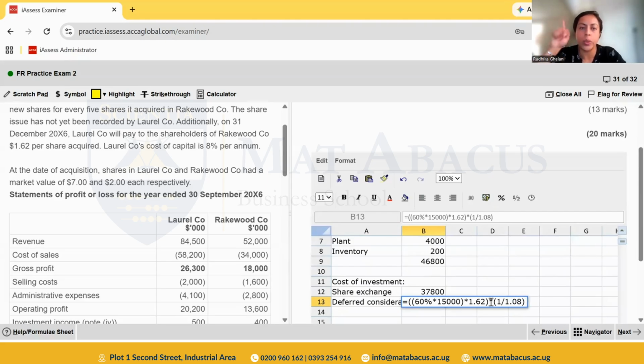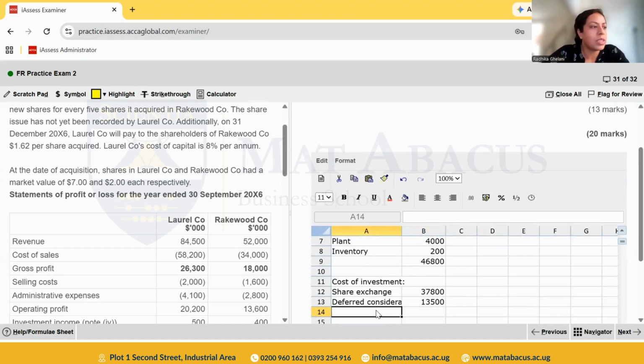N in this case is 1 year only because we're paying the deferred consideration 1 year down the line. If it was more than 1 year, you would have to raise the power to the number of years. So 1 plus 8% is how I got the 1.08. And when you do that, that gives you the value of your deferred consideration as 13,500. That's the present value of your deferred consideration.